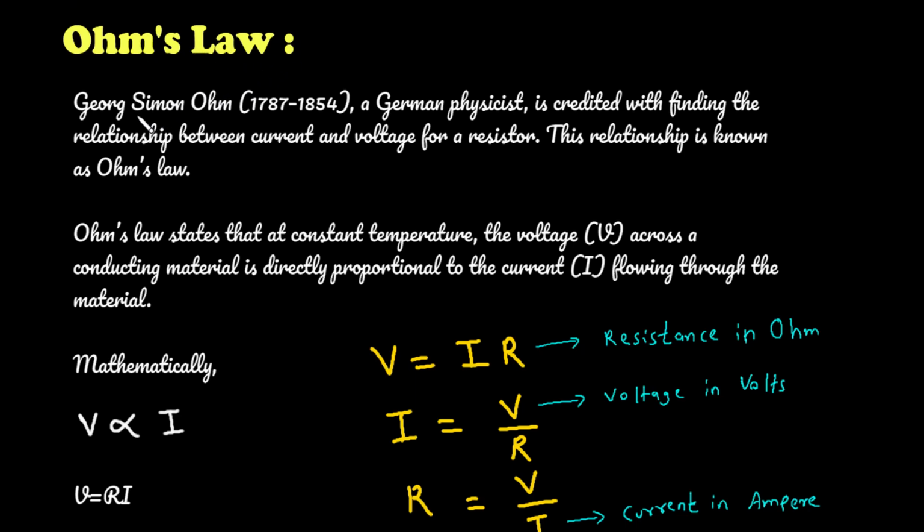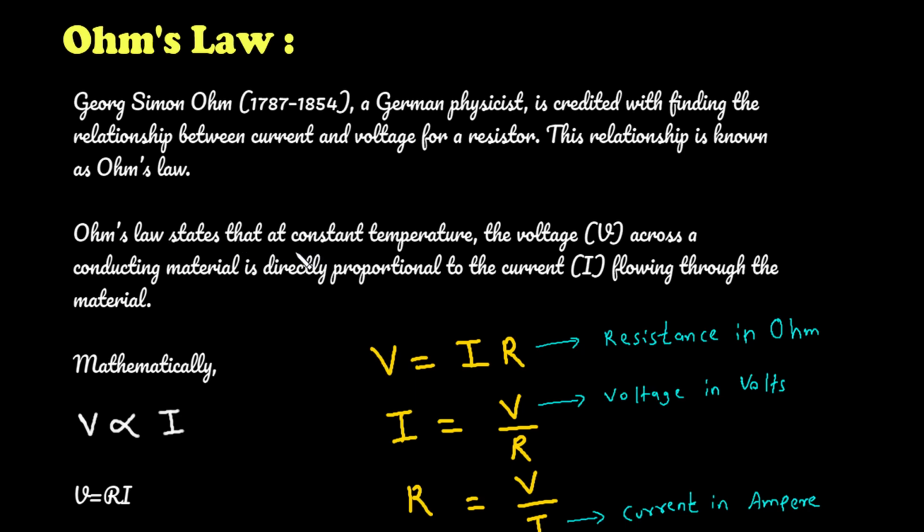Ohm's law. George Simon Ohm. From his name came the name Ohm's law because he invented this law. George Simon Ohm, from 1787 to 1854, was a German physicist who is credited with finding the relationship between current and voltage for a resistor. This relationship is known as Ohm's law.